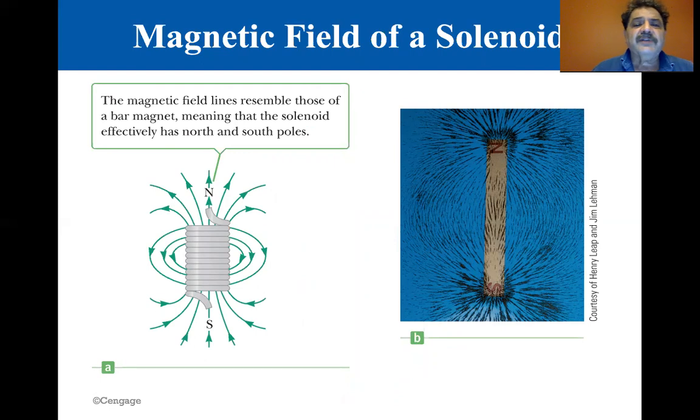The magnetic field lines resemble those of a bar magnet, meaning that the solenoid effectively has a north and a south pole, because you can see how it resembles the iron filings on this north-south magnet. So B is equal to mu zero n I, and I think that the n in this case is the number of turns per unit length, N over L.